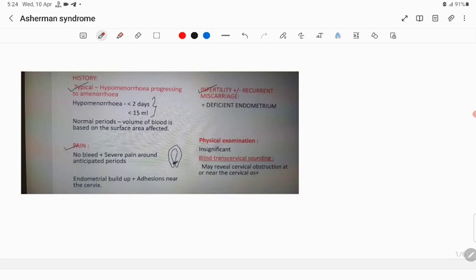What history are you taking? Typically the patient presents with hypomenorrhea progressing to amenorrhea. The hypomenorrhea lasts less than 2 days and involves less than 50 ml of blood. The reduction from the normal previous blood volume depends on the surface area affected.